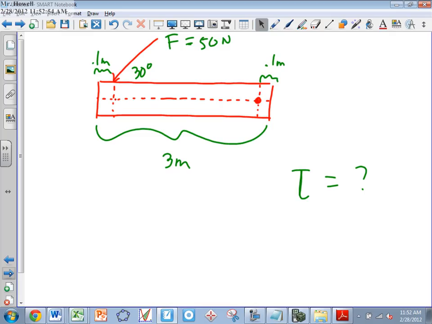Remember, R is defined as the distance between the force and the rotating axis. The rotating axis occurs right here. The force is really being applied right here. Now, you're not going to want to know what that distance is, and it doesn't matter. What we're trying to figure out again is the distance between the two. So what is the actual value? 2.8. Again, 3 minus 0.1 minus 0.1.